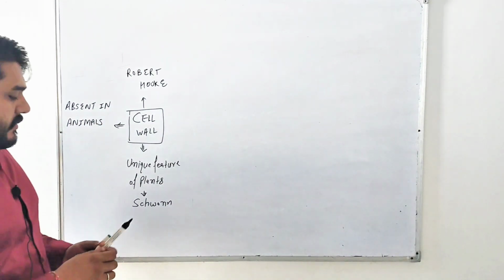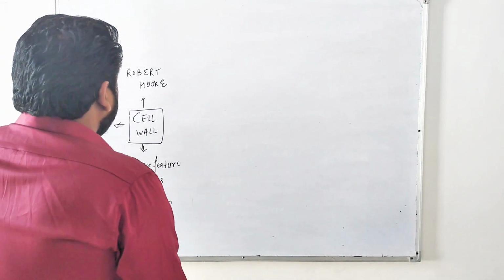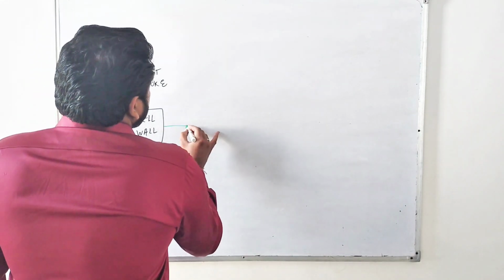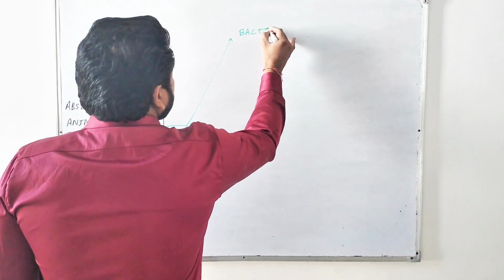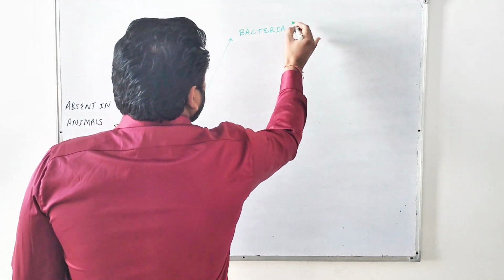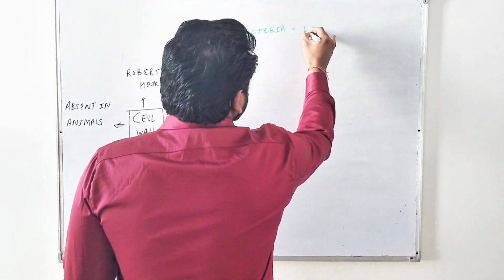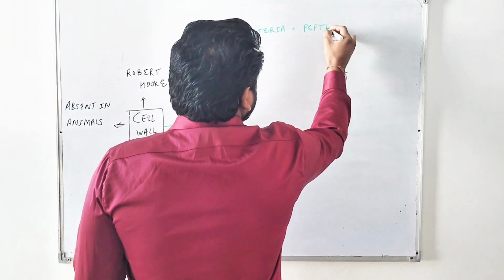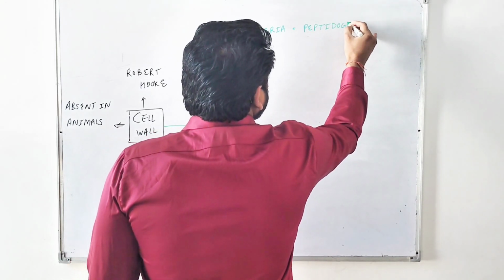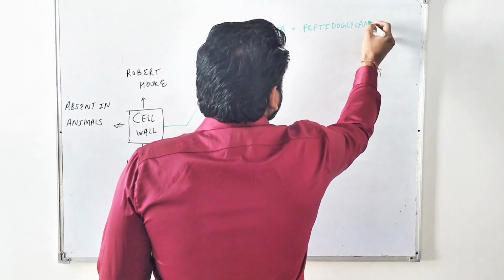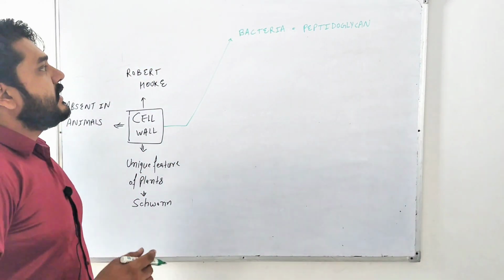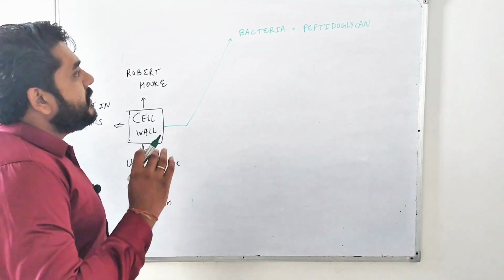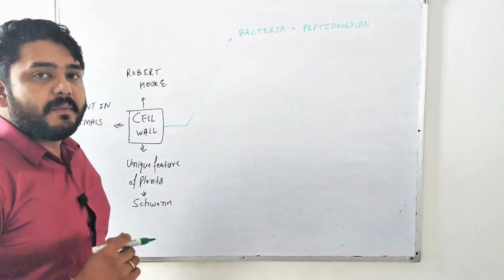Now I am going to tell you about the different composition in different organisms. So let me start with bacteria. In case of bacteria, the cell wall is made up of peptidoglycan. You will ask me, sir, in all the bacteria? No. In most of the bacteria it is made up of peptidoglycan.